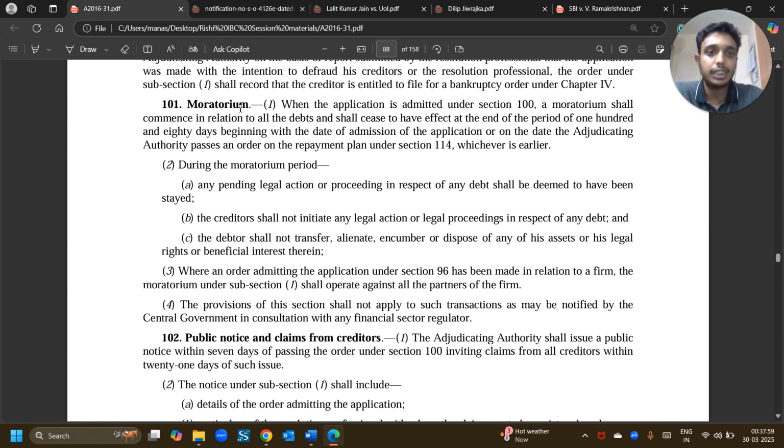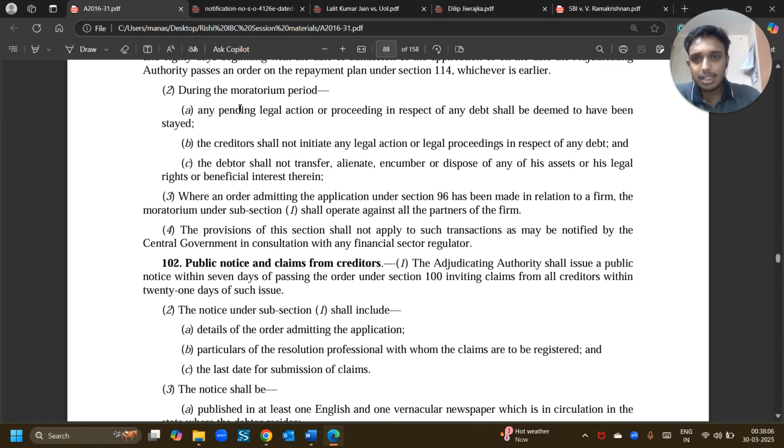So here again you see an extra element of time in respect of a section 101 moratorium, which is previously missing. Subsection 2 is very crucial. It says during the moratorium period, A, any pending legal action or proceeding in respect of any debt shall be deemed to have been stayed.